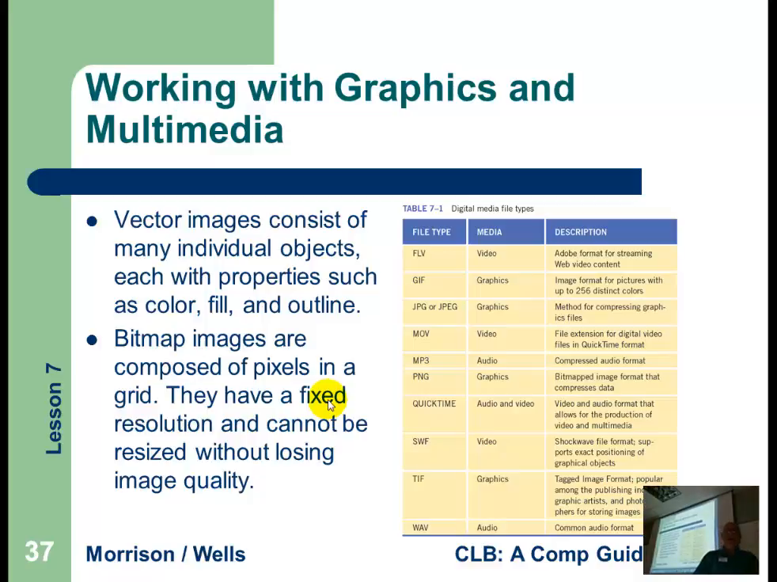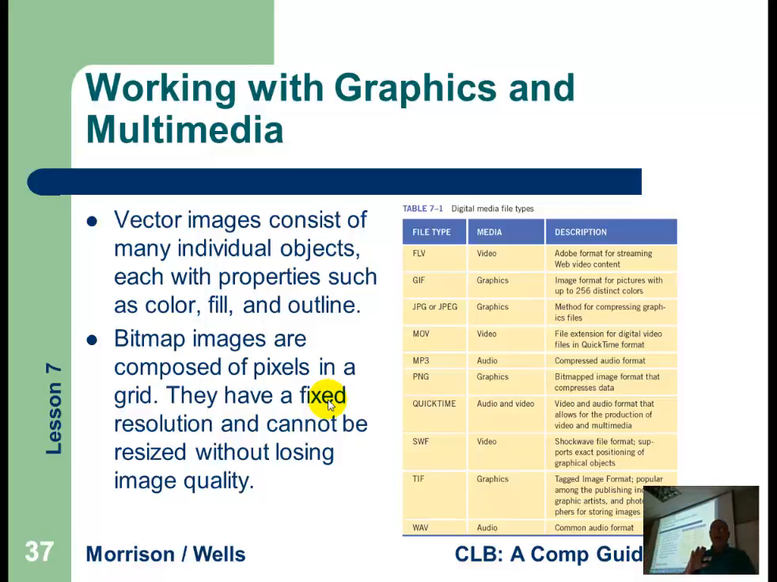Then working with graphics and multimedia. When we talk about that, there are vector images that consist of many individual objects, each with properties such as color, fill, and outline. Okay, so bitmap images are just dots. Okay, different colored dots, little pixels on a grid. They have a fixed resolution. They can't be resized without losing image quality.